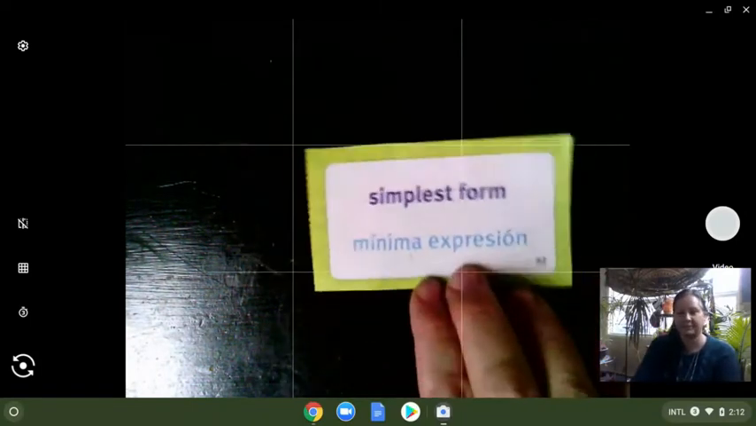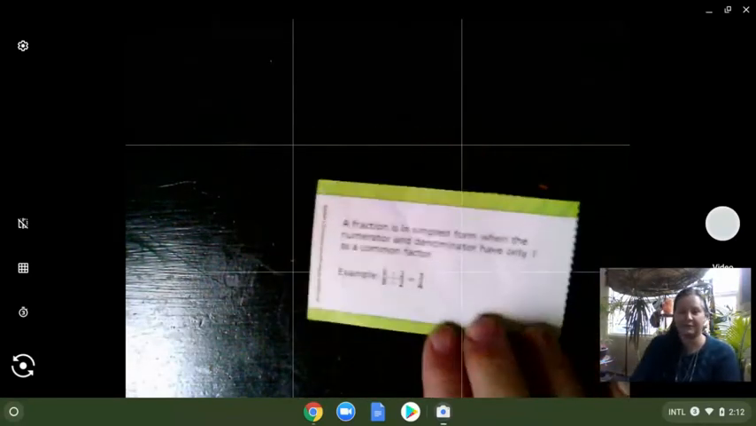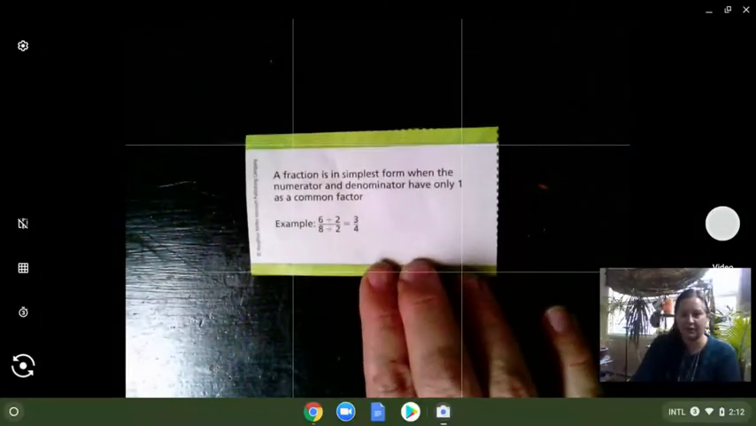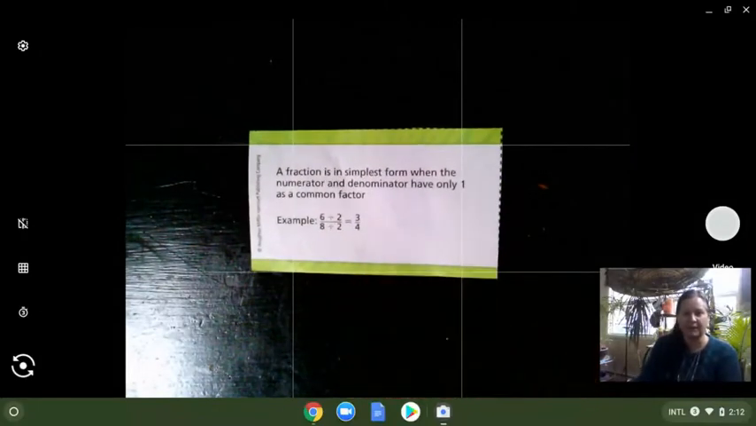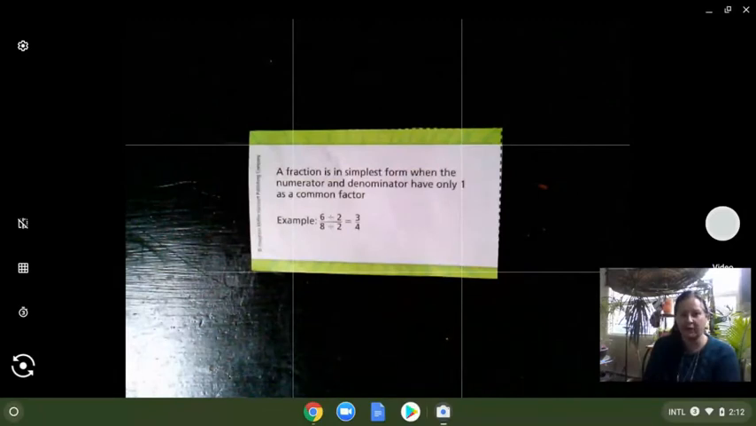Okay, the next word that you'll need to know is simplest form, and we've been working with this one all year. Another word for simplest form would be reduce, or lowest terms. The definition here of simplest form is a fraction in simplest form when the numerator and the denominator have only 1 as a common factor, which means that you cannot divide it by any other number and get a whole number answer. So here an example would be 6/8.